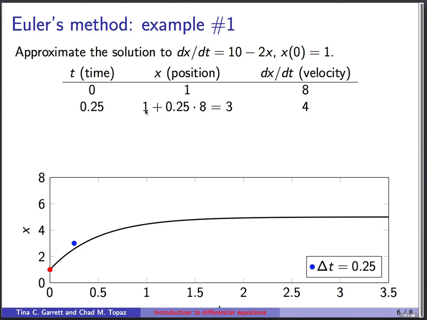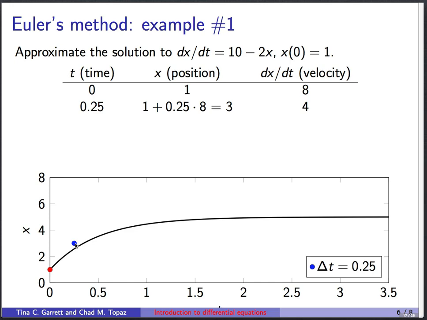Well, I'm at my old position, which was 1, plus I drove for an extra quarter of an hour at 8 miles per hour. So that tells me I should go an additional 1/4 of 8, which is 2 miles from where I started. So 1 plus 2 is 3. 3 is my new position. Okay. And I've plotted that point here, by the way. So this is at 0.25 comma 3. That's this blue dot here.